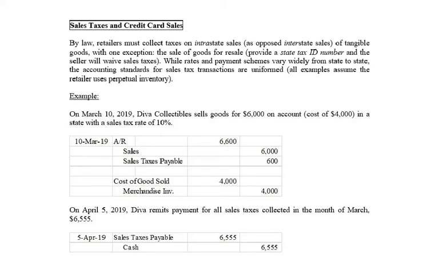All right, next up for the seventh set here is dealing with sales taxes and credit card sales. Now, again, this is by law. You have to collect taxes on all intrastate sales as opposed to interstate. Now, of course, there was a Supreme Court ruling not that long ago that ruled that you can't actually collect on interstate sales, and the state of Illinois is trying to do that.